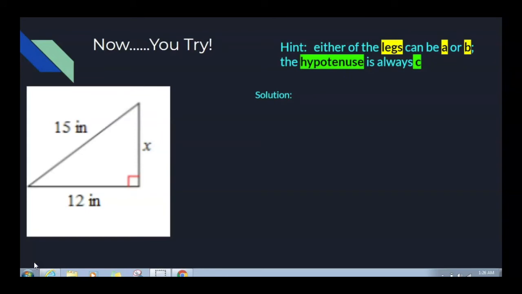Remember, the first step is to always write down your formula. A squared plus b squared equals c squared. Decide which side you have. Do you have A, B, or C? You're always going to have two of them. Here we have a leg that helps form the right angle, and we have the hypotenuse, which is the slanted side or the side across from the right angle. Let's look at the solution.